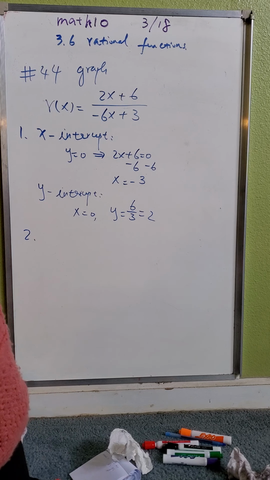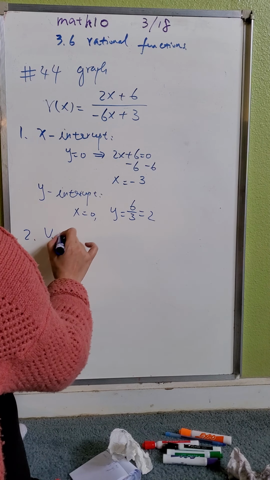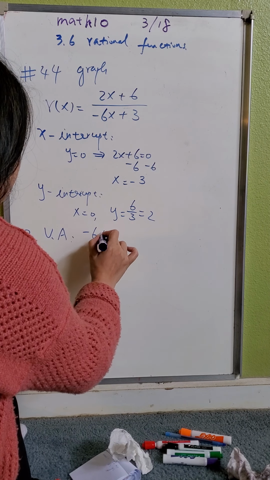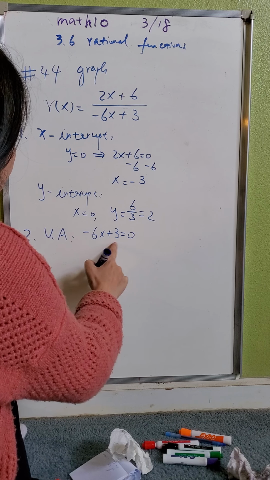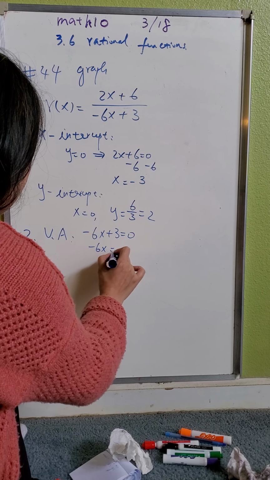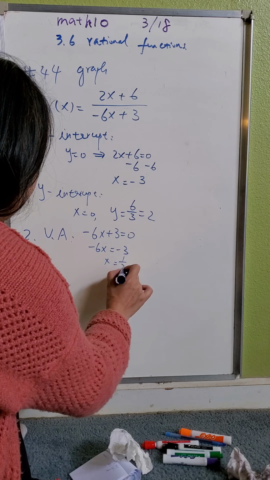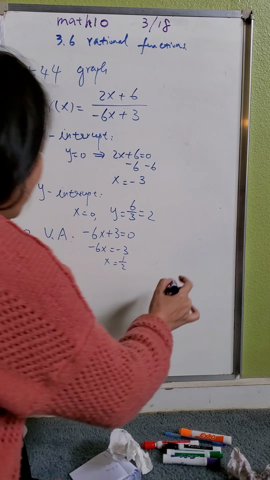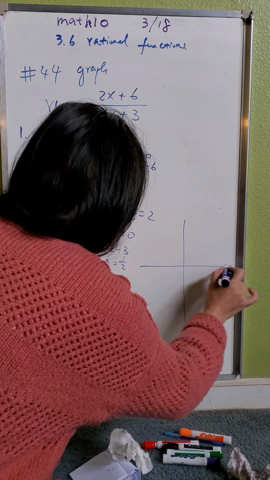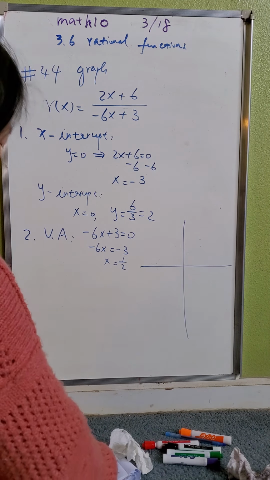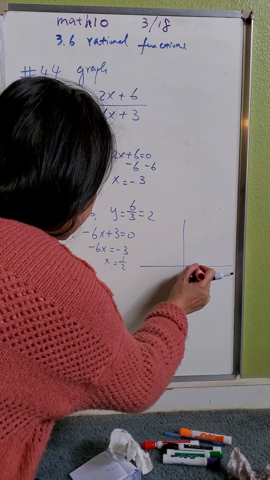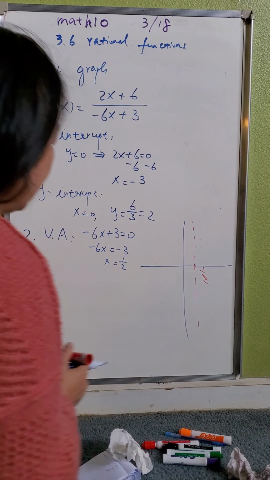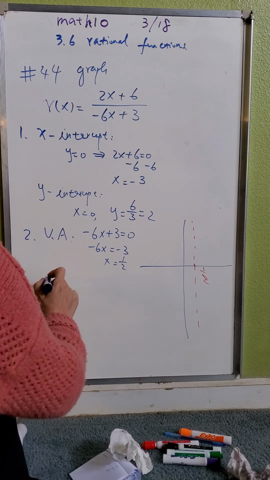Second step, we're going to find all the asymptotes. Vertical asymptote first, and that will be when the denominator equals 0. Subtract 3 on both sides, so negative 6x equals negative 3, x equals 1/2. So there's a vertical asymptote x equals 1/2. And once you get there, you might want to start a graph. For the vertical asymptote, we're going to use a red color. Let's say this is 1/2, right here.